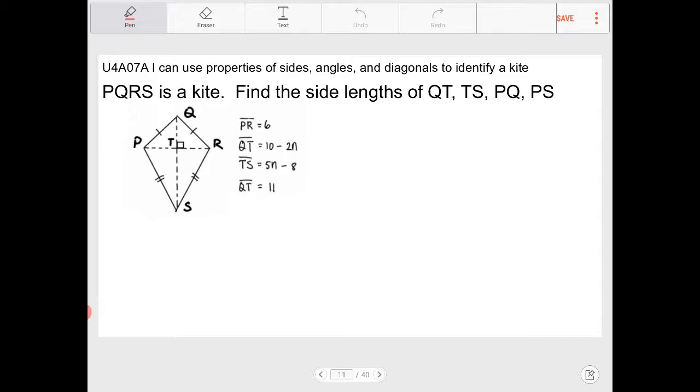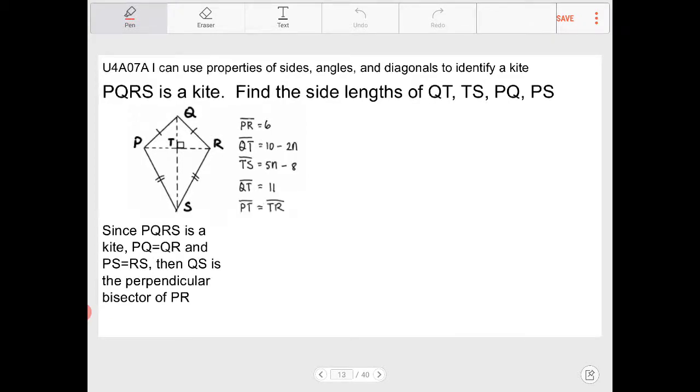So again, looking at this, I'm given the length of PR, I'm given the length of QT by that expression there, and then TS is given by 5n minus 8, and then finally, once again, I'm told that QS is equal to 11. So wait a second here. I'm given actually two things. I'm given the expression. I'm also given a numerical value here.